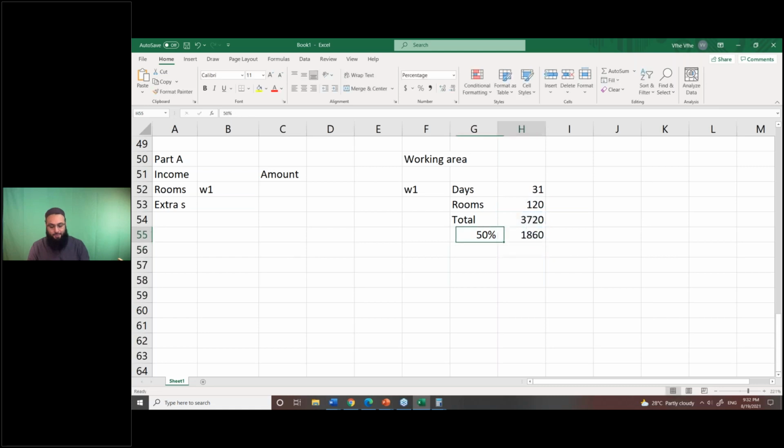Okay, 1860 is the availability. Sorry, it's the occupancy that you're expecting. 1860. Okay, you can do the entire working in one cell without any issue, right? So what is the rate? The price, I would say.